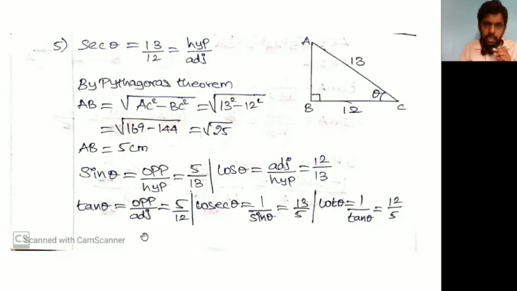Make sure what angle is asked. If angle A is asked, BC will be the opposite side and AB will be the adjacent. So be careful about what angle is being used.